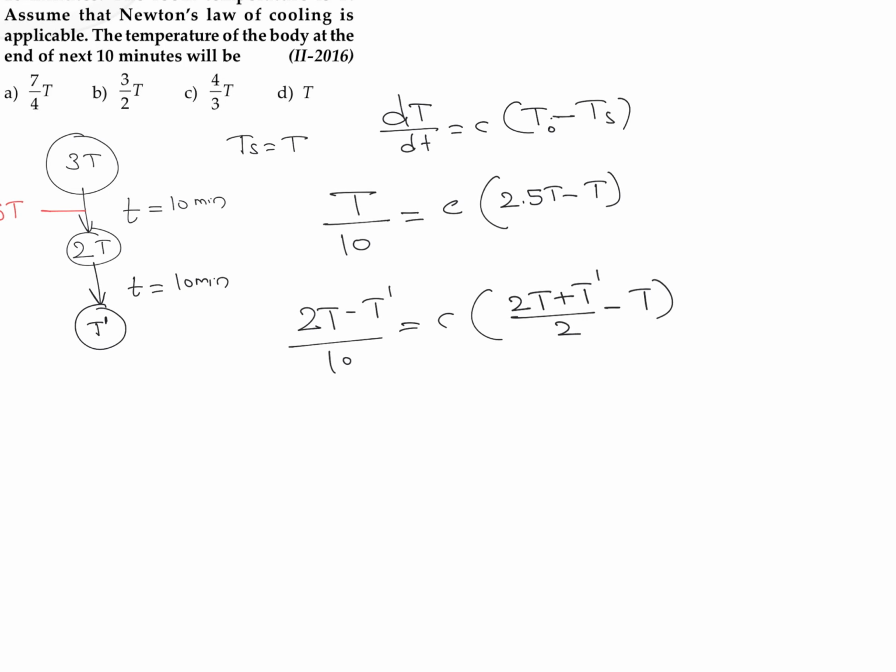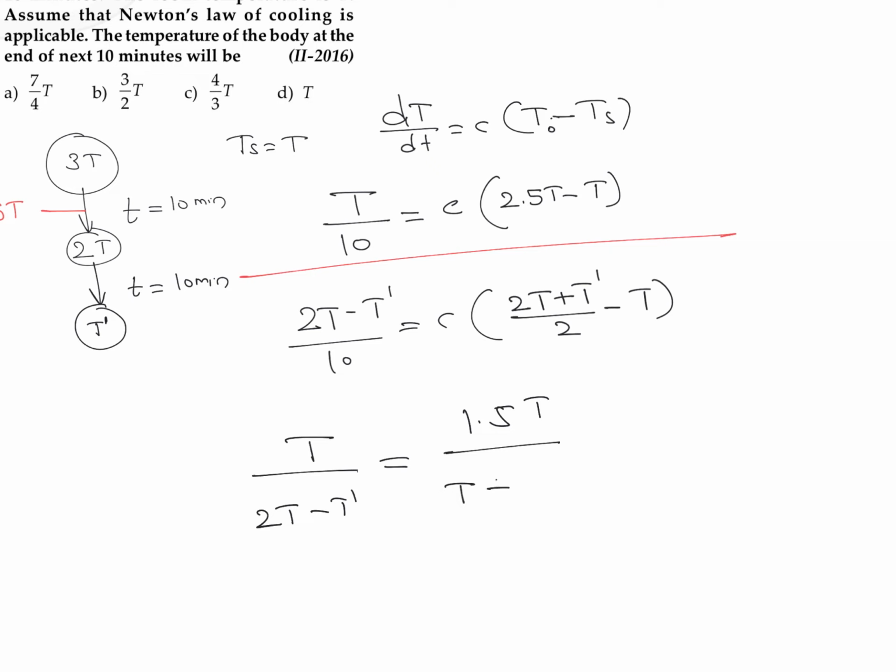Now we'll divide these two equations. If we divide them, the term related to C gets cancelled, and 10 and 10 get cancelled. So we get T divided by 2T minus T dash is equal to, with C and C cancelled, 2.5T minus T, which is 1.5T, divided by 2T by 2, which is T, plus T dash divided by 2, minus T.